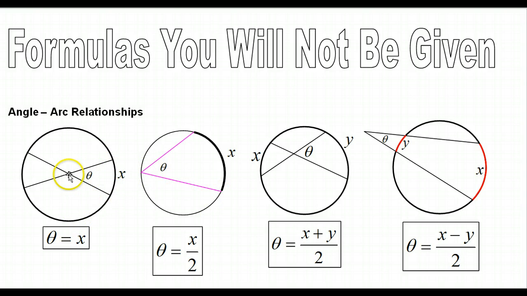That's called a central angle, by the way. When the angle is inscribed, meaning its vertex is on the circle, the angle is actually half the arc measure, or you could say the arc is double the angle.